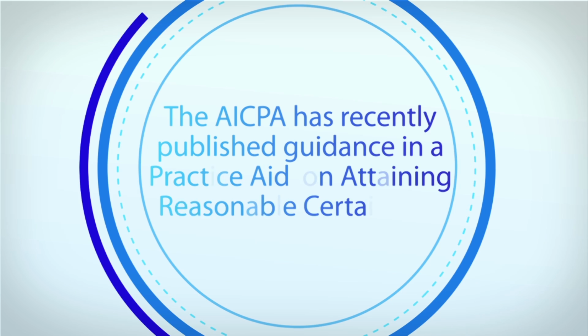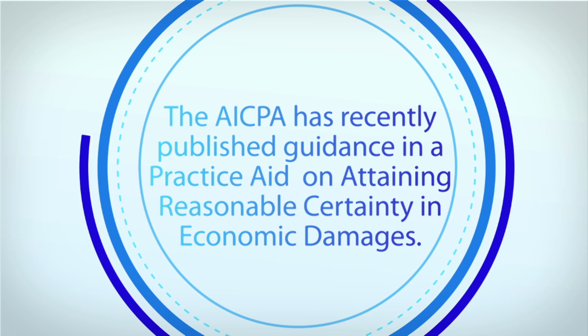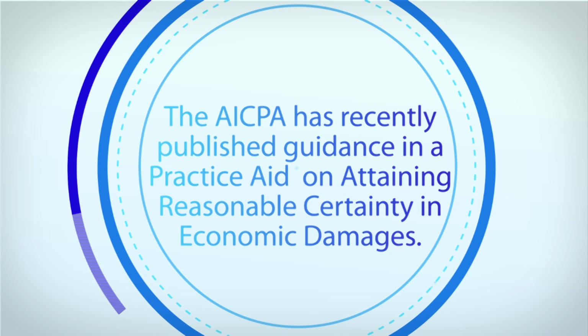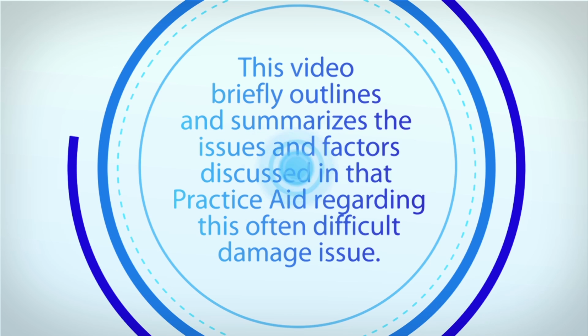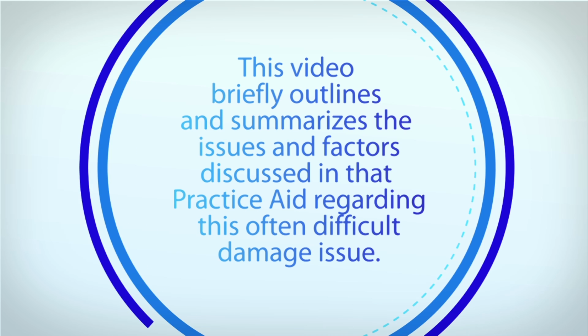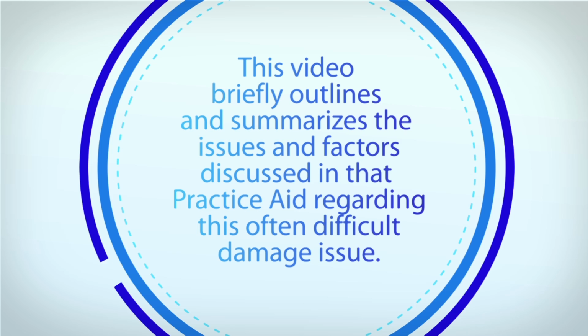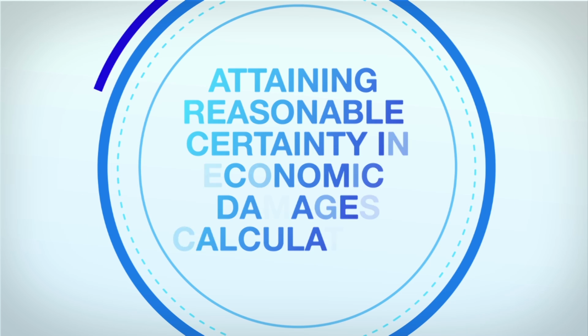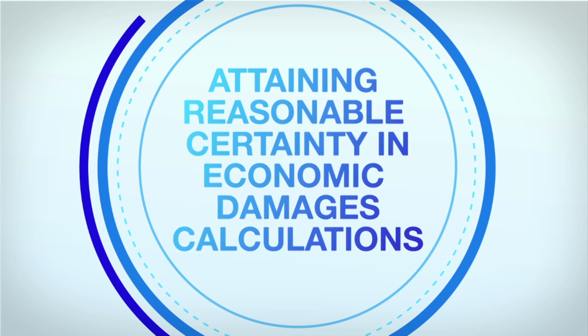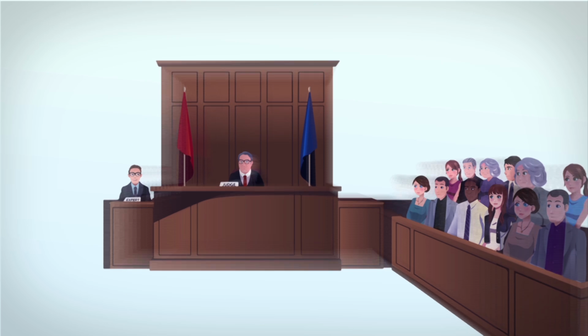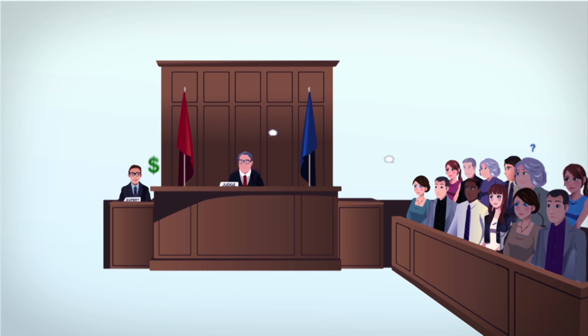The AICPA has recently published guidance in a practice aid on attaining reasonable certainty in economic damages. This video briefly outlines and summarizes the issues and factors discussed in that practice aid regarding this often difficult damage issue. Reasonable certainty in damages cases is a question of whether the plaintiff has evidence and can value the impact by the probability of success.